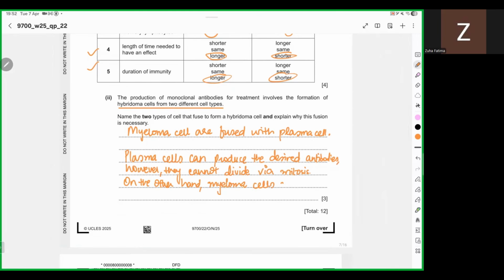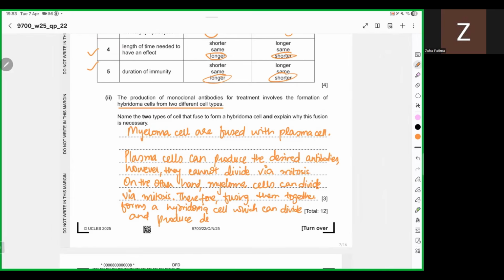Myeloma cells can divide via mitosis. Therefore, fusing them together forms a hybridoma cell, which can divide and produce the desired antibody.